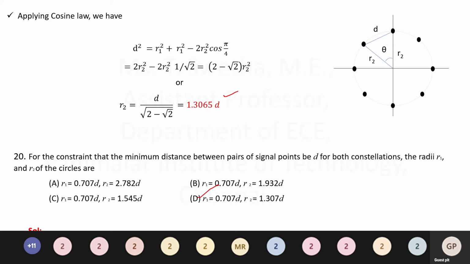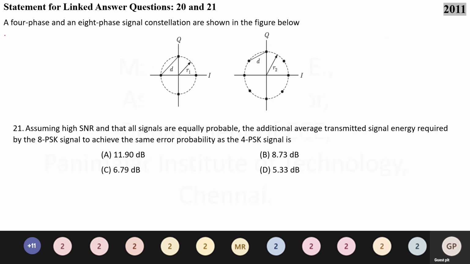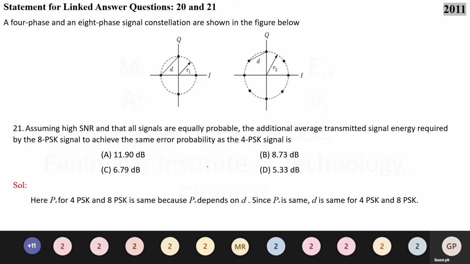And from this D value we're going to use it and solve the next one. So question 21 is: assuming a high SNR, all signals are equally probable, the additional average transmitted signal energy required by an 8 PSK signal to achieve the same error probability. So they're asking us to calculate the probability of error. We'll solve it now.